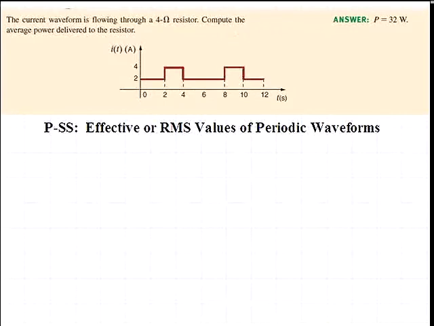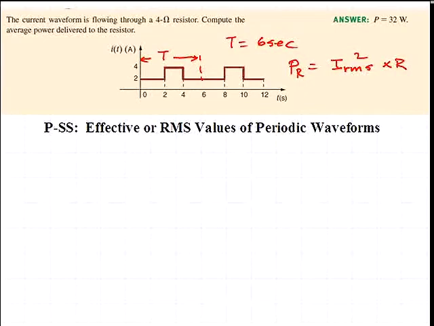We'll take as the basic period of this waveform the time between 0 and 6 seconds, so the period is equal to 6 seconds. The equation which we'll use for calculating the power in the resistor will be that P sub R is equal to the square of the RMS value of the current times the resistance.